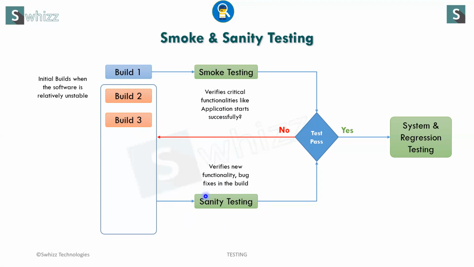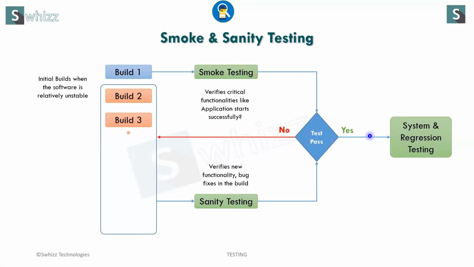Now you again have to verify that the new functionality bugs are fixed or not. If this test is passed, you can go for thorough, in-depth testing, and you can also perform regression testing, to check whether the new code changes are affecting the existing features or not, as a part of the regression.